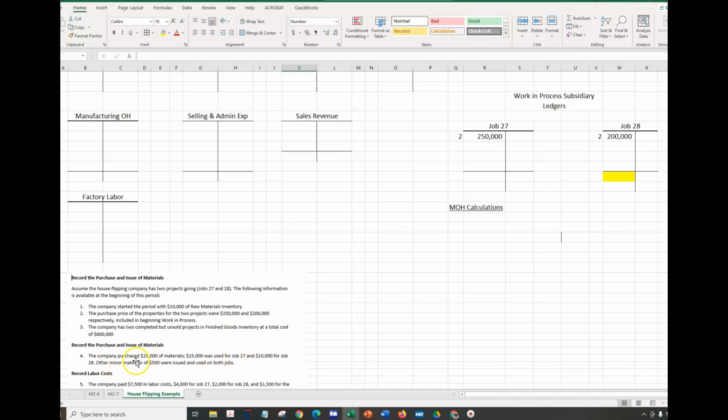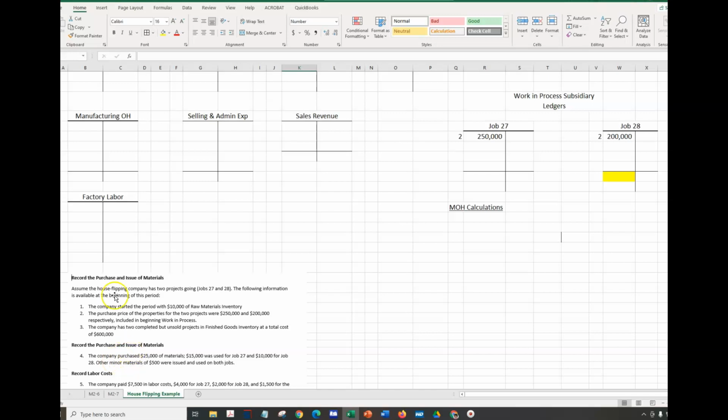Record the purchase and issue of materials. The company purchased $25,000 worth of materials. $15,000 was used for job 27 and $10,000 for job 28. Other minor materials of $500,000 were issued and used on both jobs. So let's just take this piece by piece.